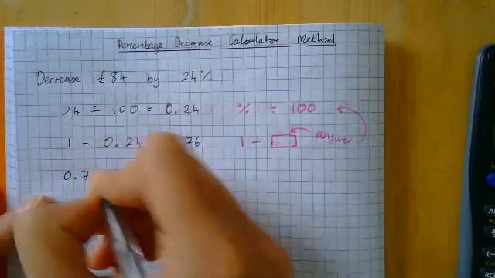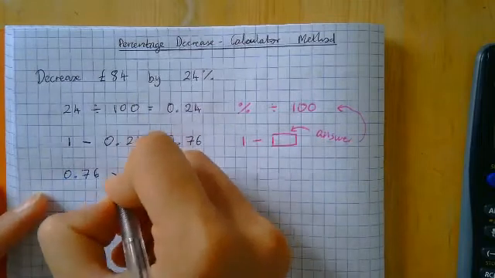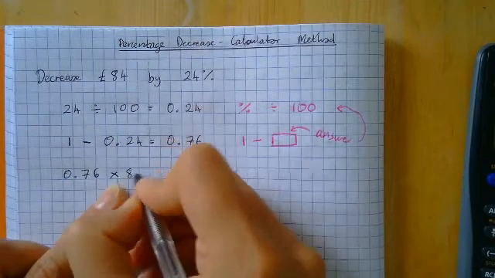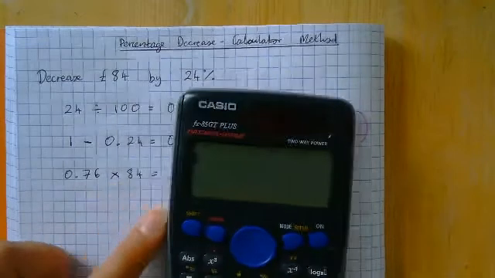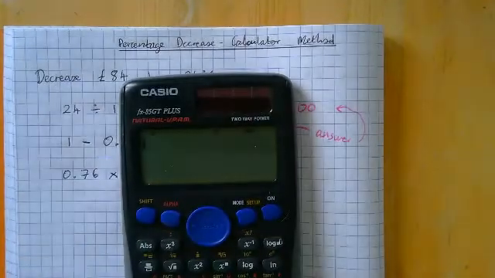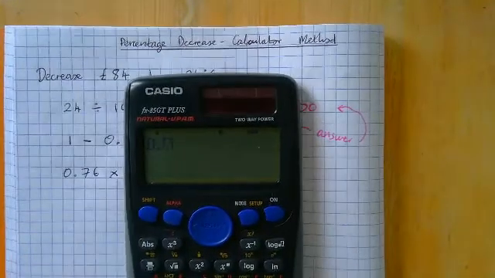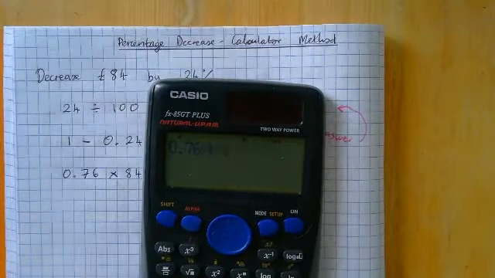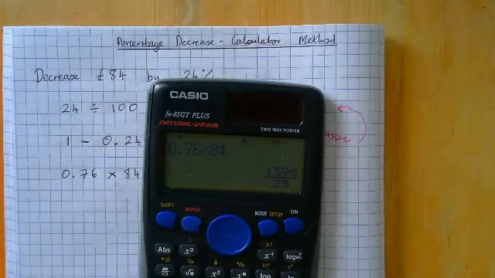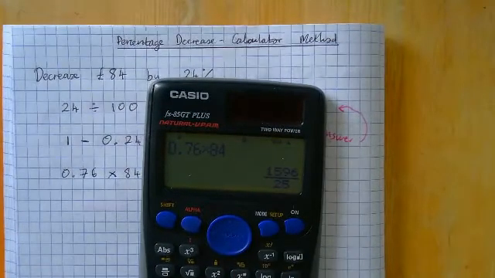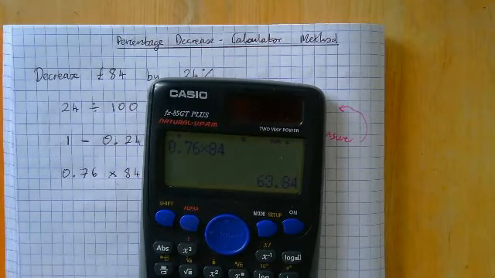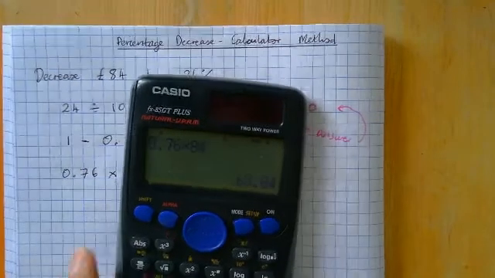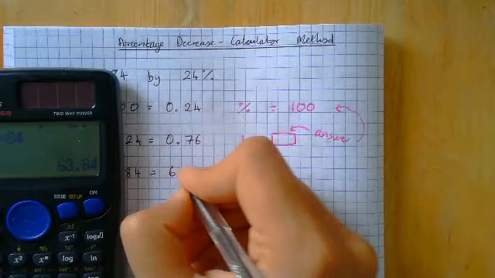So I'm going to do my answer, which is 0.76. I'm going to times it by my amount, which is 84. Now, hopefully, when we type this in, we'll get an answer that's smaller than 84, because we're having a sale. We want the prices to be cheaper. So 0.76 times 84. That's another nasty fraction. Press the SD button. There we go. £63.84. Make sure you write down all the decimals.